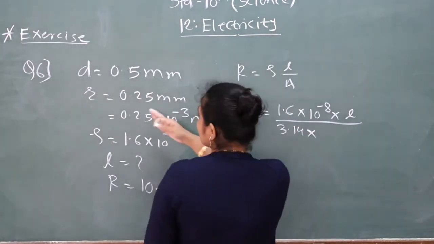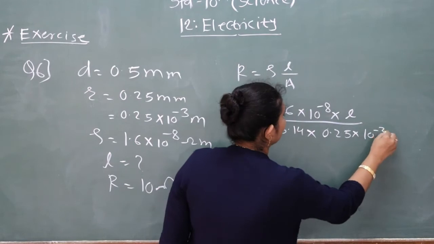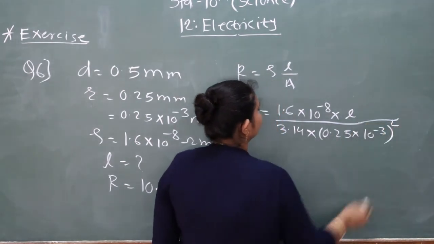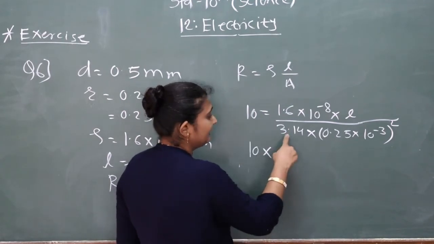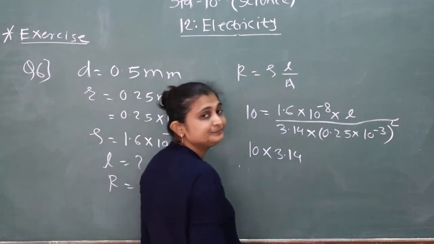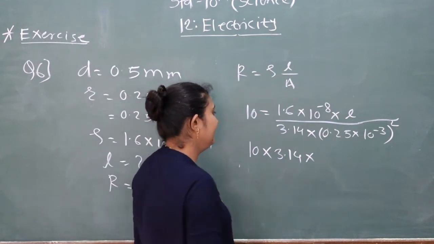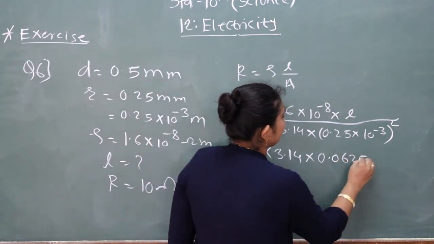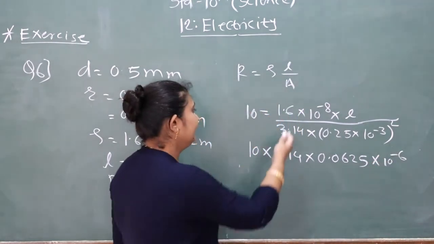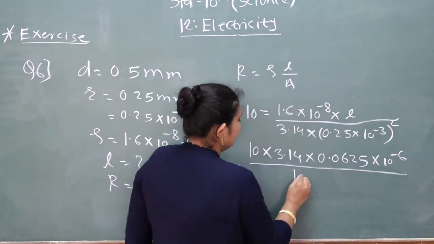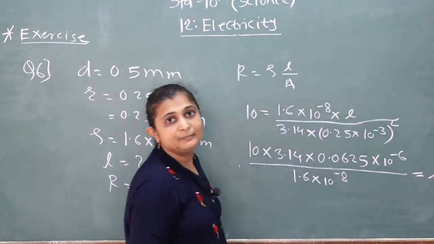Radius square. See here, radius is 0.25 into 10 raised to minus 3, whole bracket square. By solving this, we get 10 multiplied by 3.14 multiplied by the square of 0.25, which will be 0.0625 into 10 raised to minus 6, divided by 1.6 into 10 raised to minus 8. You get the value of L.